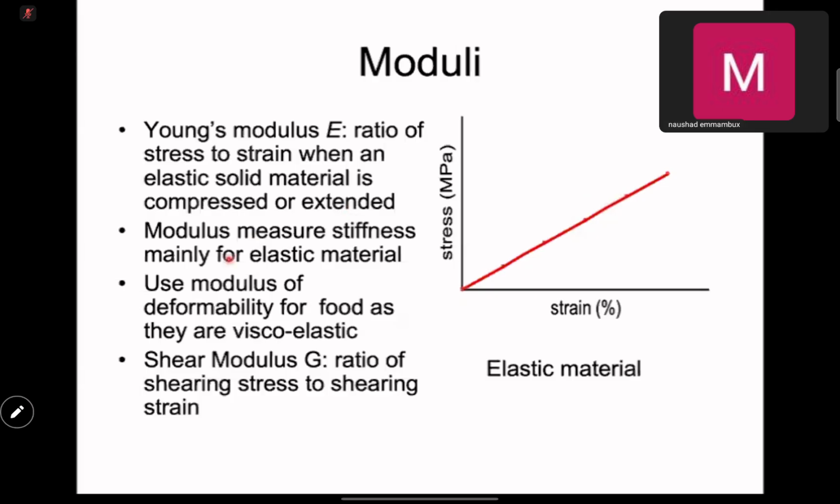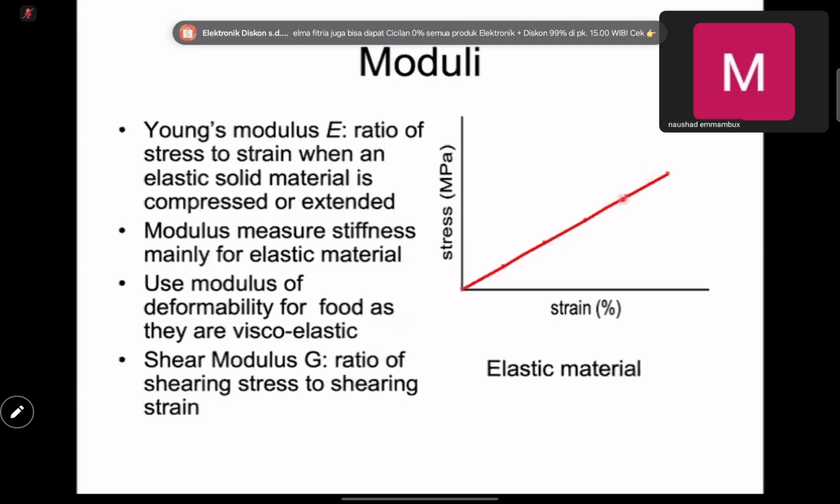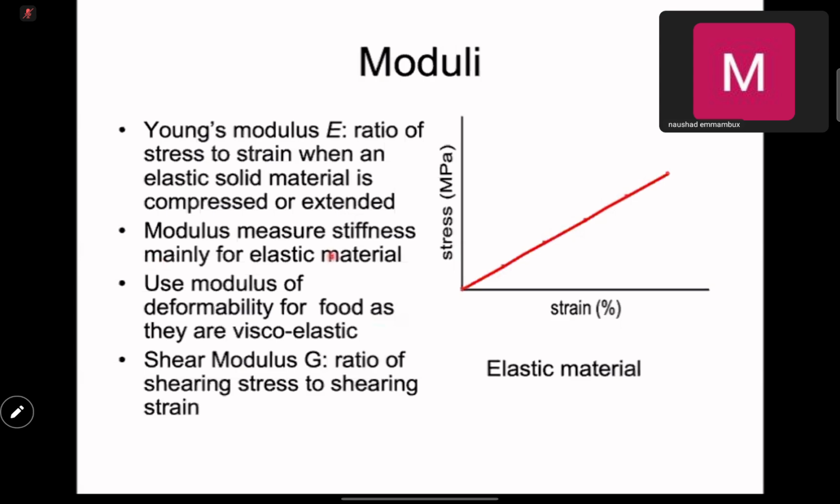Modulus measures the stiffness of an elastic material, the elastic portion. We use modulus of deformation for food. Foods are viscoelastic, and when we talk about the moduli of viscoelastic materials, we can differentiate them because of the viscous component and the elastic component. This is what we can do when we apply small deformation.